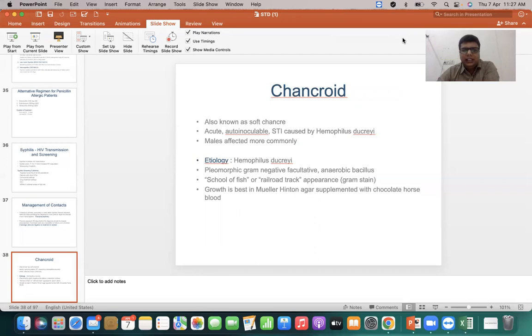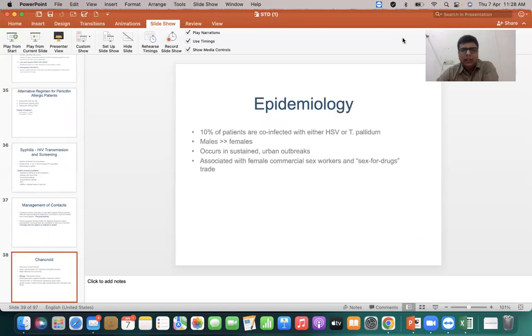Now we'll see chancroid. It's also known as soft chancre, which is an acute autoinoculable STI caused by Haemophilus ducreyi. Males are more commonly affected. The organism is Haemophilus ducreyi, a pleomorphic gram-negative facultative anaerobic bacillus. On Gram staining, you can see a school of fish or railroad track appearance. Its growth occurs in Mueller-Hinton agar supplemented with chocolate horse blood.